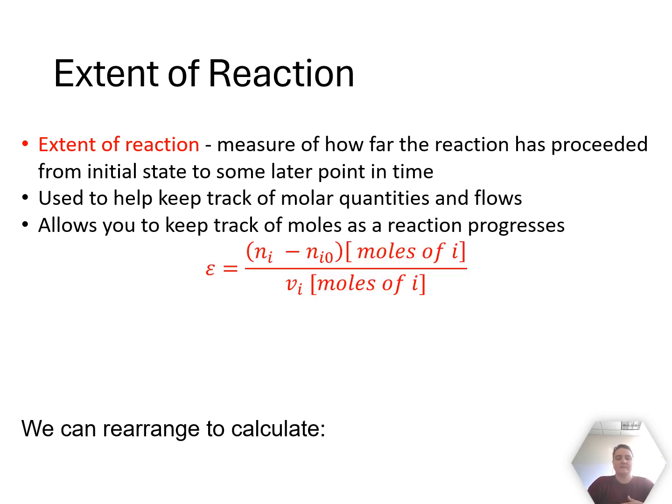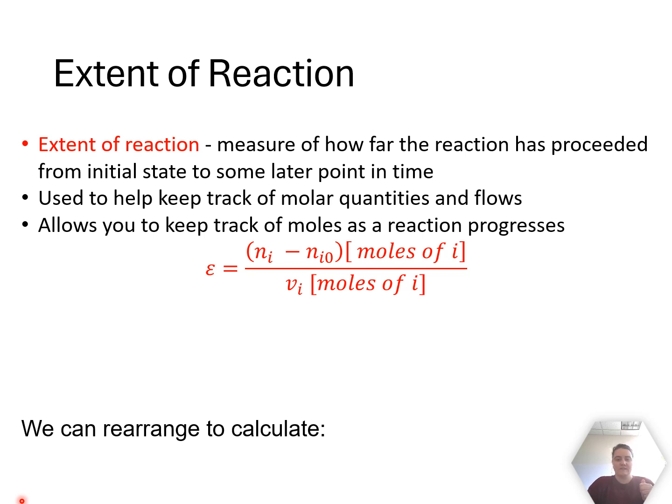So we define extent of reaction as this funny looking little e. If you're using your textbook, they use a slightly different looking e that's kind of hard to write. So we're going to use this one in our notes just to make it easy for our handwritten notes. And it's going to be equal to n sub I minus n sub I 0 divided by V sub I. And both of those quantities have units of moles of I. So I is a specific species in this example.